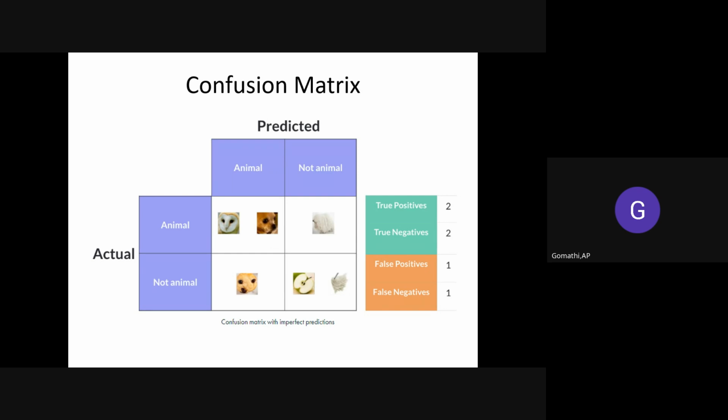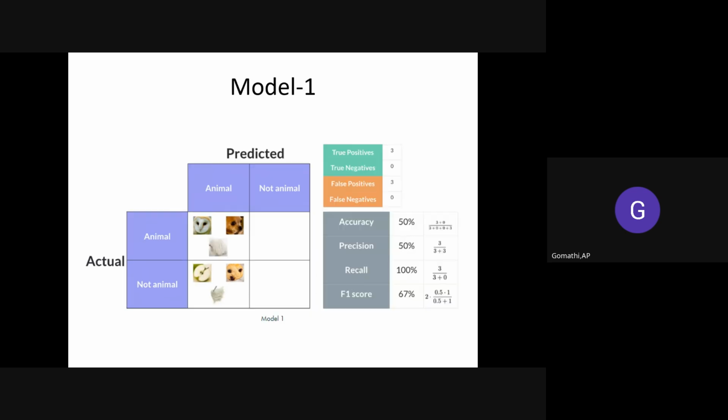Next one is the false positive. In that we have an actual not animal case as 1, so the value of false positive is 1, and the false negative is 1.